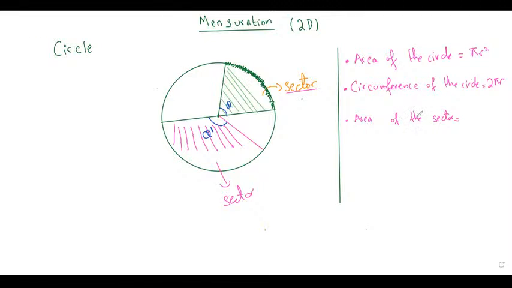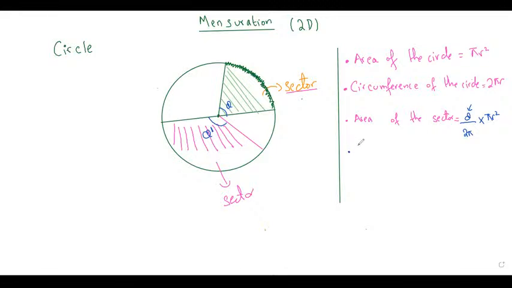Okay. So area of the sector is going to be theta divided by 2 pi multiplied by pi r square. Okay. This is how we find the area of a sector. So theta would be the angle that is making that sector divided by 2 pi multiplied by pi r square.